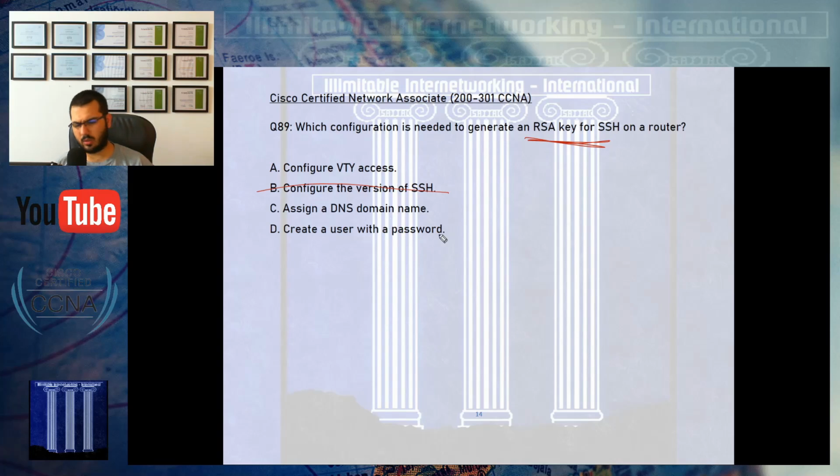Create a user with a password: this one I will do last. So these two things can happen after creating the RSA. And to create an RSA key, you will definitely need to assign a DNS domain name. The other one is where I hit line VTY 0 to 15 and enabled login. C would be more than good. Okay, so assign DNS domain name. Yes, there was a DNS domain name configured in the SSH examples in chapter 4. So for 89, I will go with C.